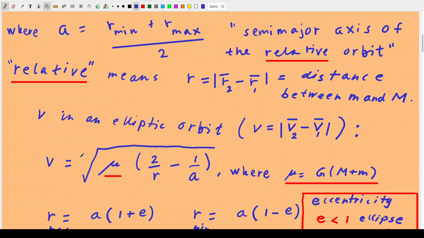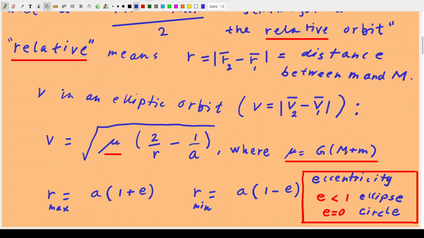And I will also give you a general formula for the speed in an ellipse. It's given by this formula here. And it's common to introduce a parameter μ equal to the gravitational constant times the total mass. So this is not the reduced mass, it's just a parameter for this.